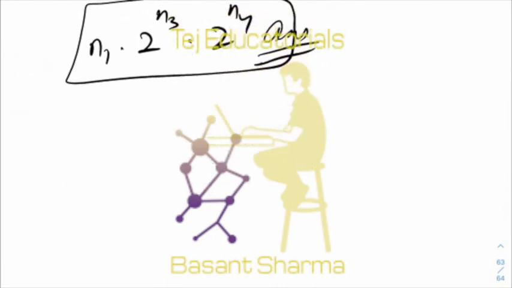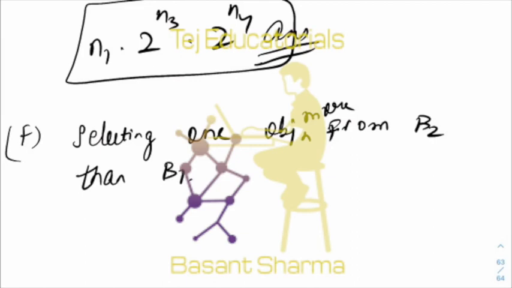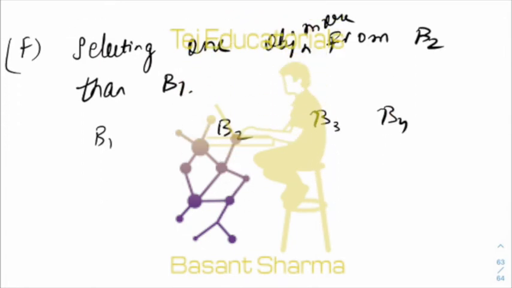All right, now if I ask, let's say, number of ways of selecting one object more from B2 than B1. Okay, again this is simple. You have B1, B2, B3, B4. We are asking the number of ways of selecting one object more from B2 than B1.